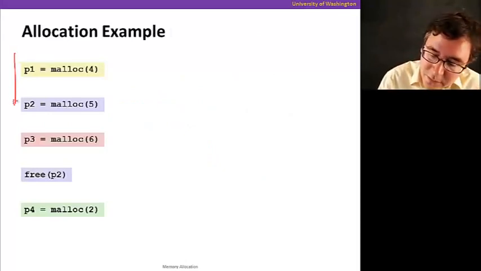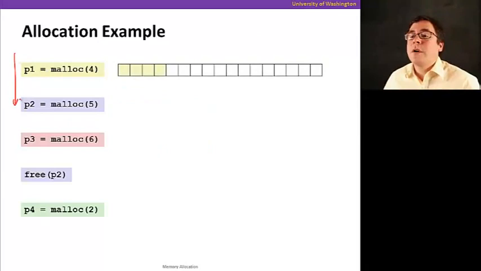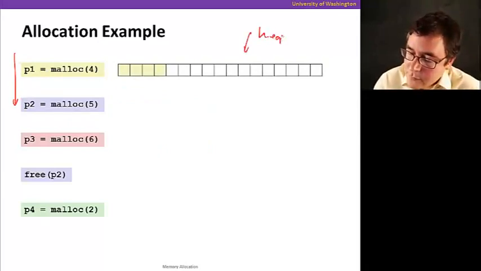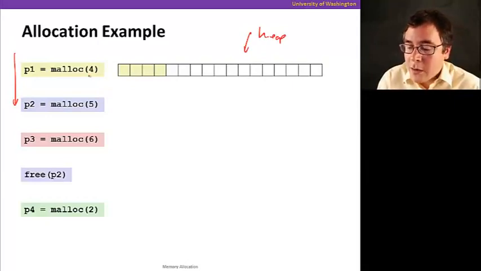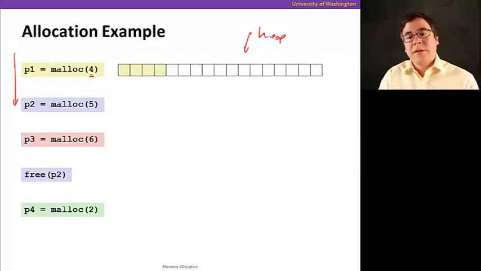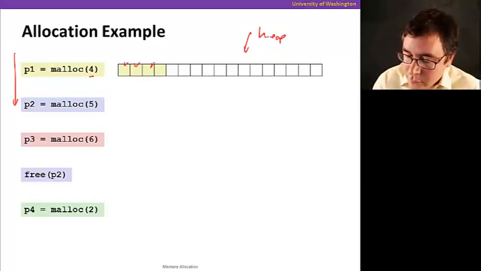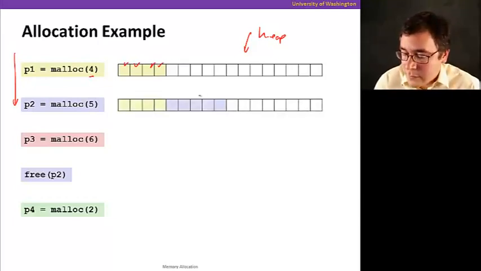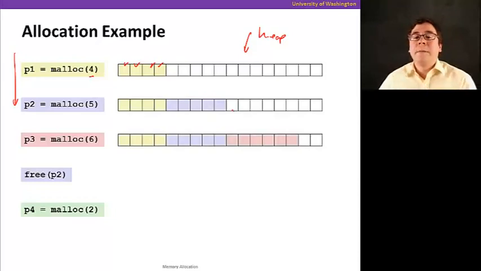That's the order we're going to make these calls. First, when we call malloc, this is our heap. Then when malloc says I want a block of size 4, we're going to allocate 4 words. Now you could say allocate 5, so I'm going to allocate another 5 words. And allocate 6, another 6 words.